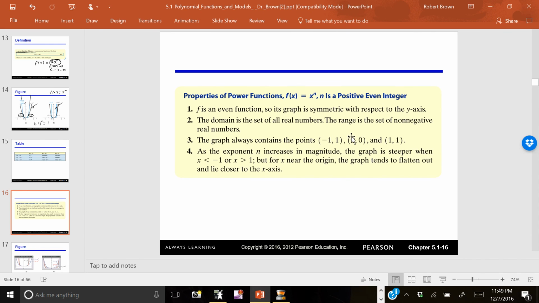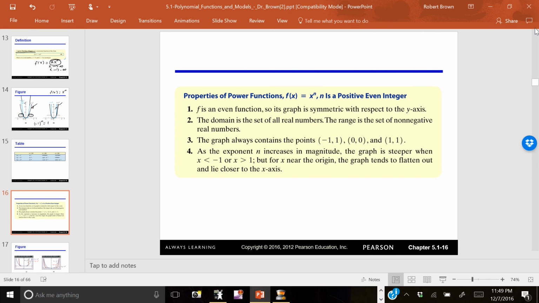Here is a slide on the properties of power functions. Notice I didn't answer the phone there. Somebody's calling me pretty late here at night, but I will call him back later.